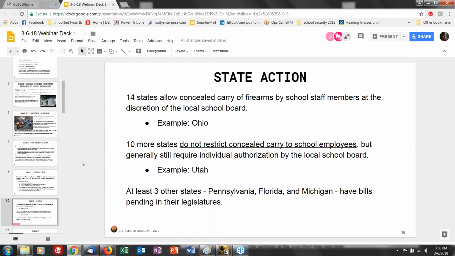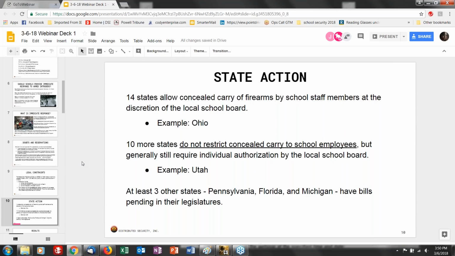There are currently at least 3 other states, Michigan, as Mr. Rogers just pointed out, Pennsylvania and Florida, who have bills pending in their legislatures currently. So no one is breaking new ground on this. We have a very extensive history of various methods and paths to make this happen. And here are the results.